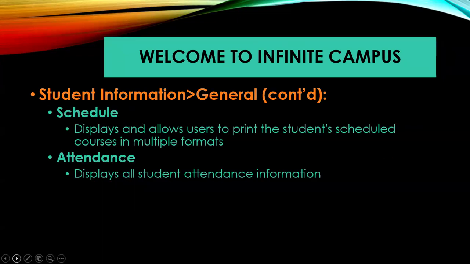You can also view the student schedules there. It allows you to print the student schedule of courses in multiple formats. And the attendance tab displays all of the students' attendance information. So it allows you to see if those students' absences were marked as tardies, if they showed up later in the day, or if the student had an unexcused or an excused absence, like a parent turned in a parent notice. So your attendance is handled by the attendance clerk at your school, but you can review if those absences were updated.